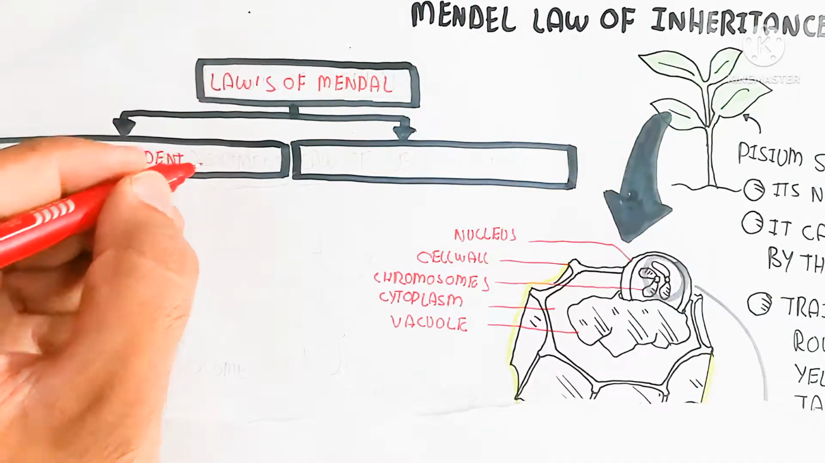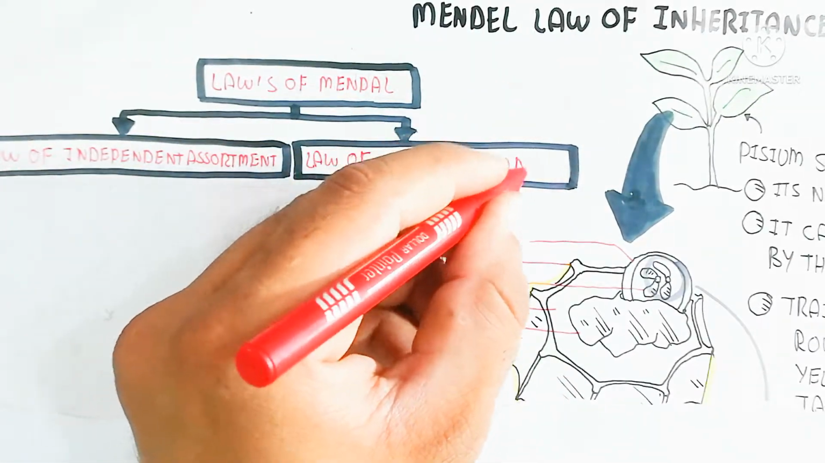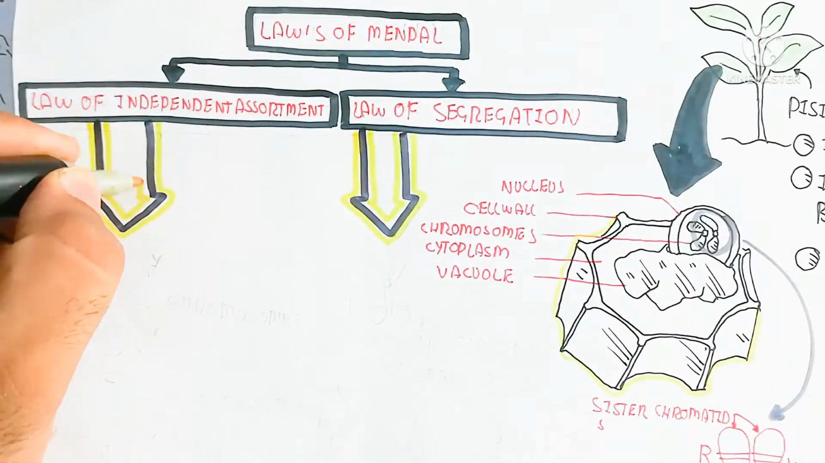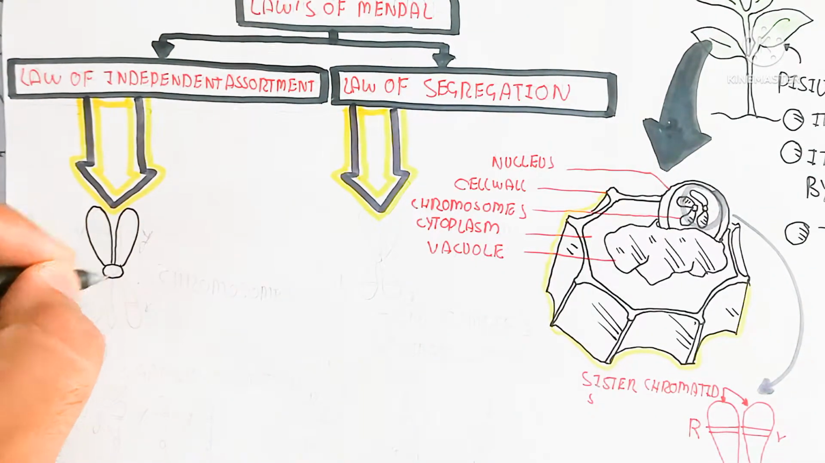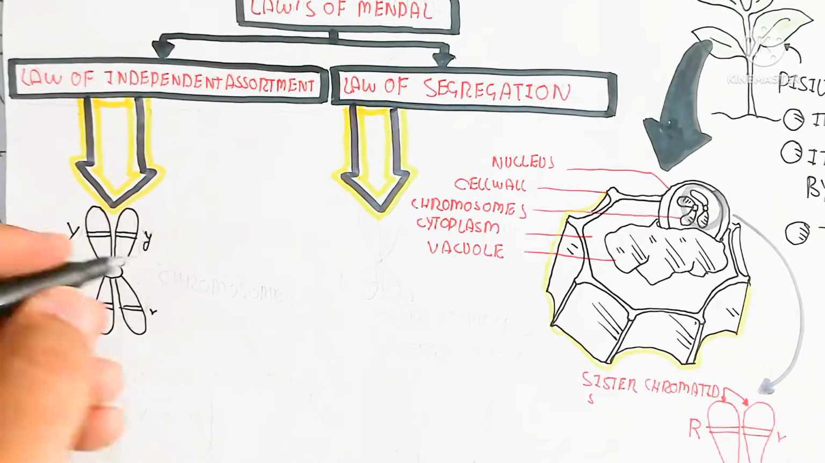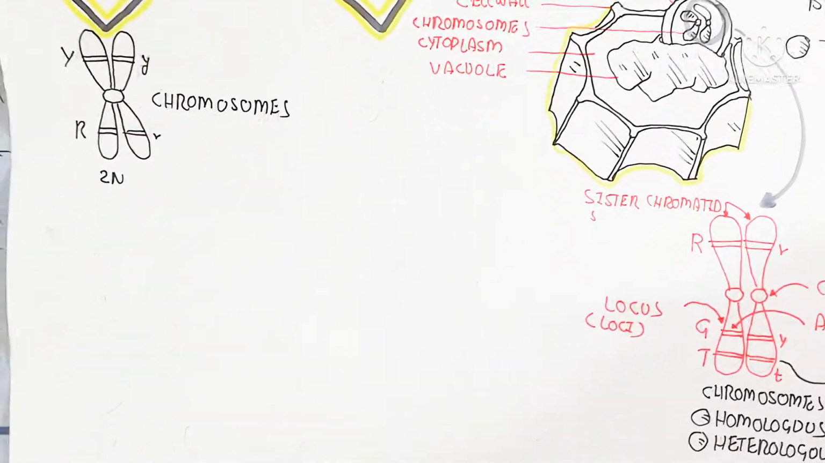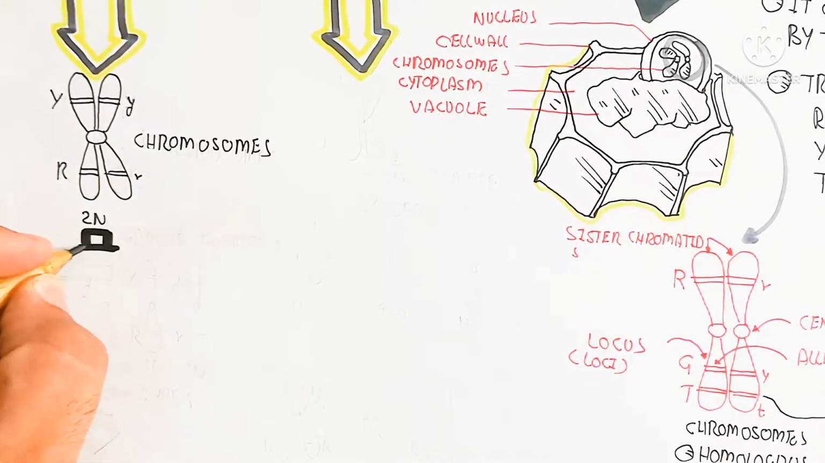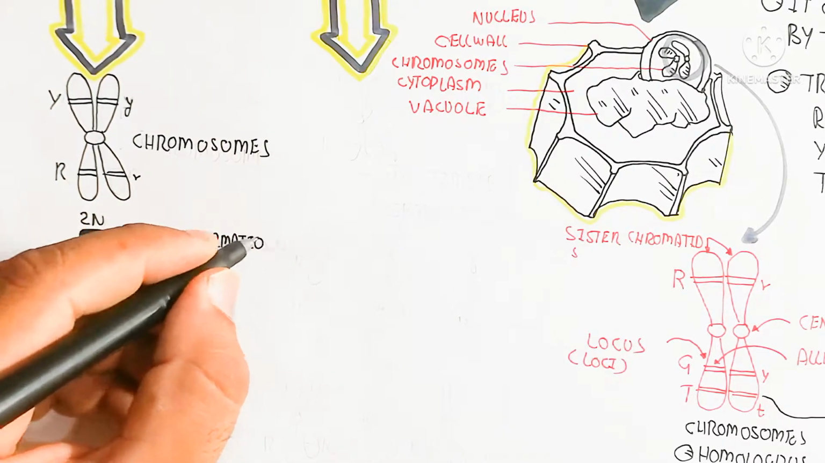So Mendel's laws were two: the law of independent assortment and the law of segregation. Let's begin with the law of independent assortment first. I am drawing the chromosome which contains yellow and green color in a heterozygous condition. Heterozygous means two different alleles are present at the same locus. Here the round and wrinkle genes are present.